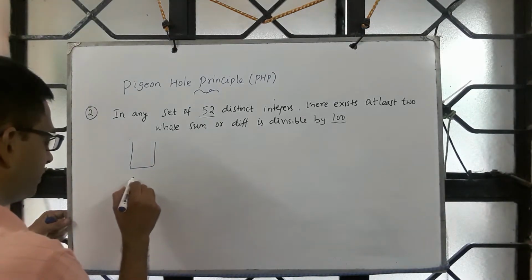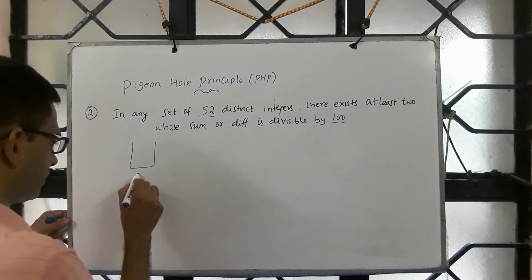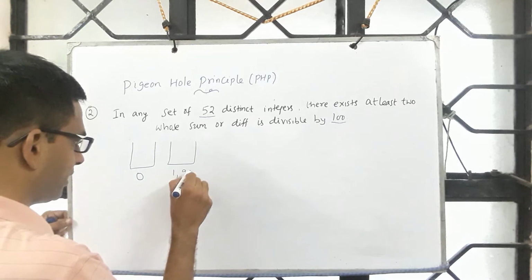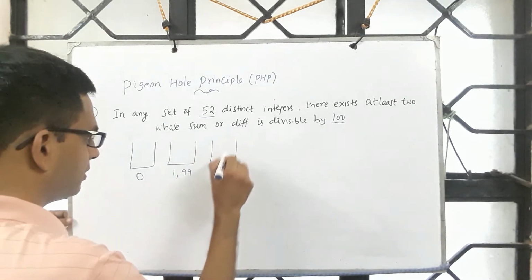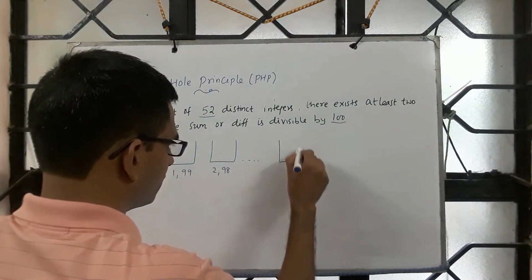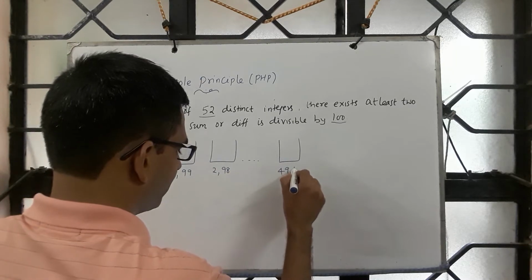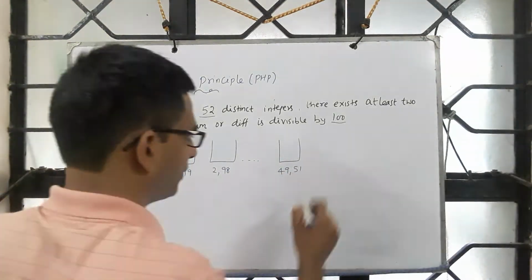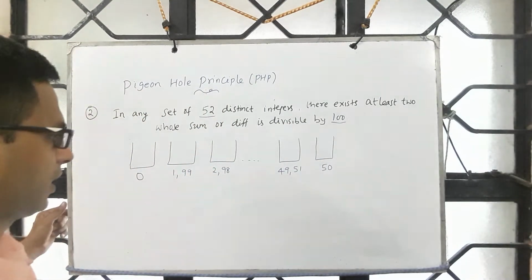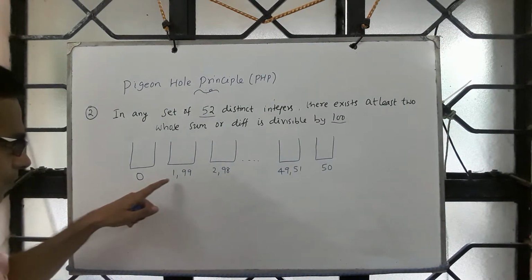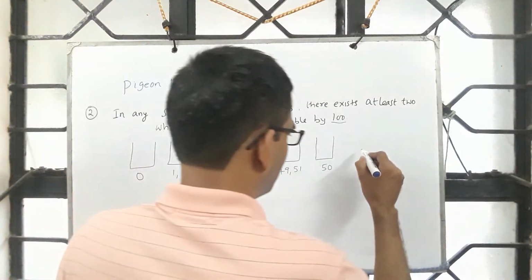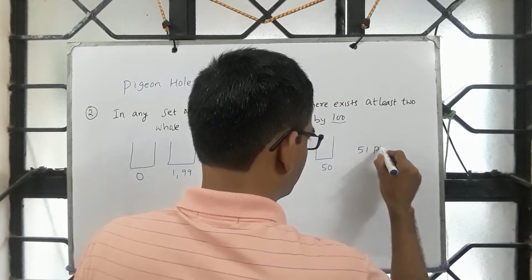So the first pigeonhole, I label it as 0. The second one, I am labeling it as 1, 99. The third one, I am labeling it as 2, 98. Like that it goes. Then I am labeling something called 49, 51. The next one is 50. So how many pigeonholes are there? 0, 1, 2, up to 49, 50. So 0 to 50, there are 51 pigeonholes.